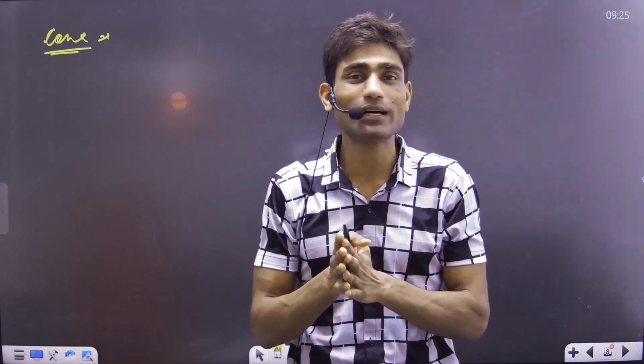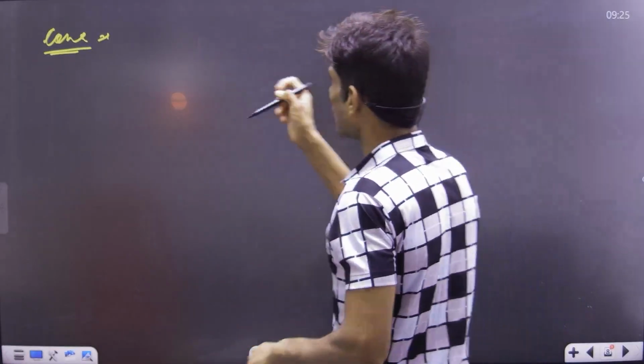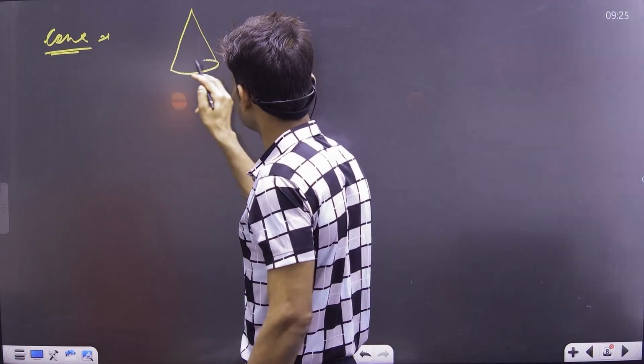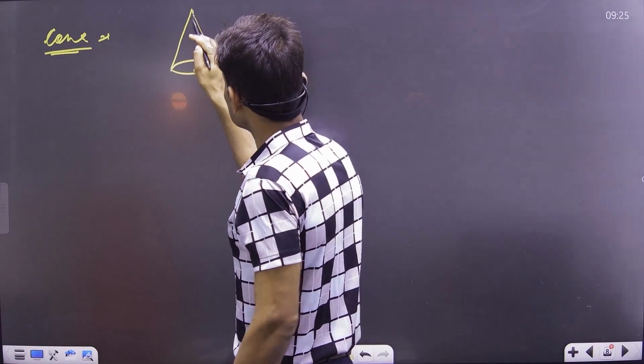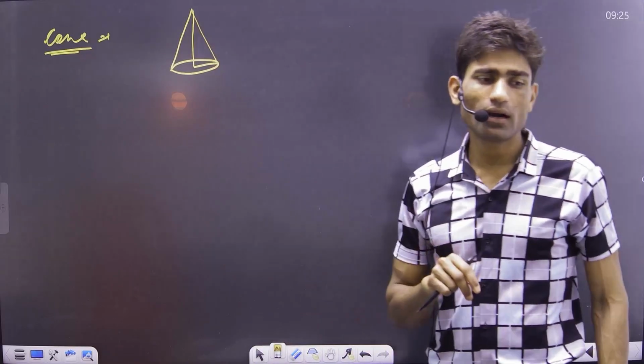Okay, the birthday cap is also the shape of a cone. Now, how does a cone look? It looks like this. See, this one is the height, and this one is the radius. This one is the cone here.